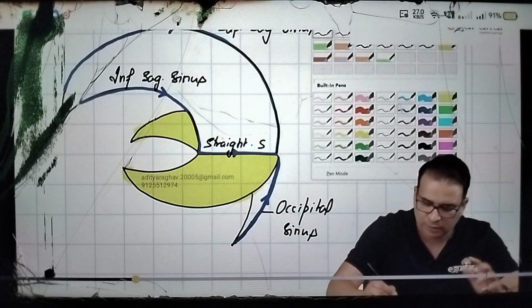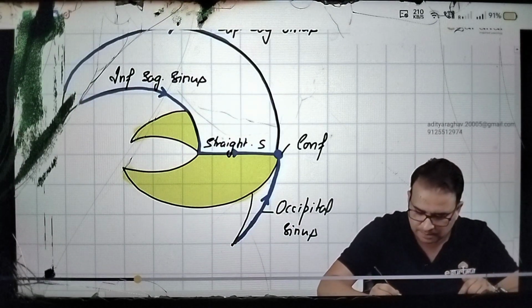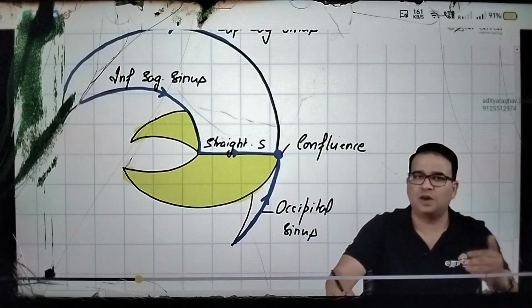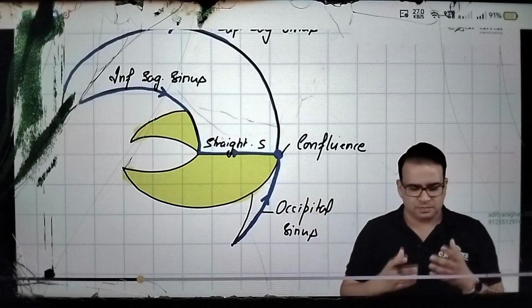So now this common point where the blood is being collected here is called as the confluence, the meeting point. This is called as a confluence of the sinuses. So majority of the sinuses are draining their blood and the blood getting collected at this point called as a confluence. Still the purpose is not solved.